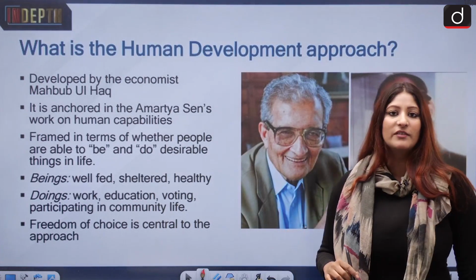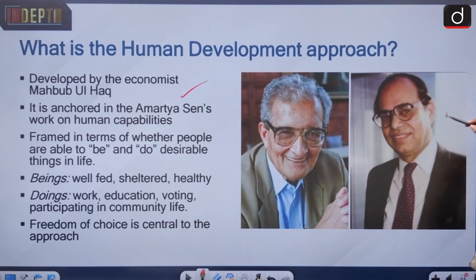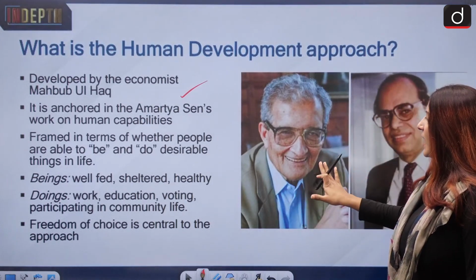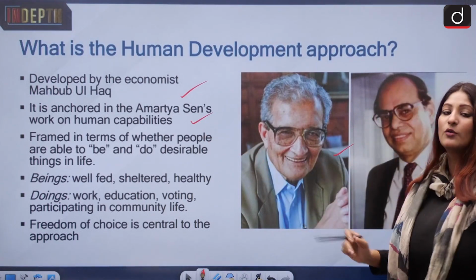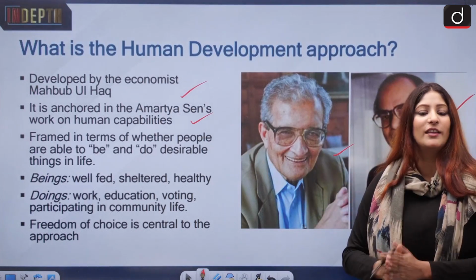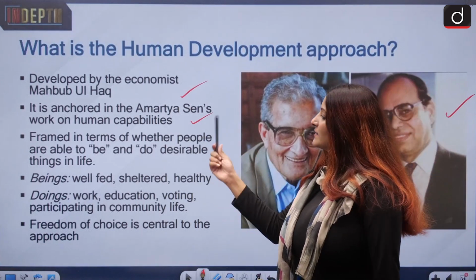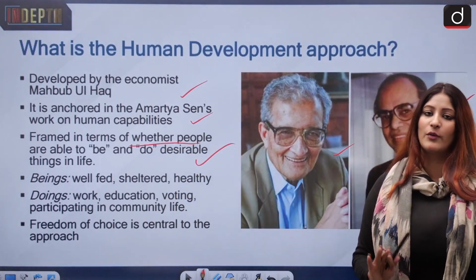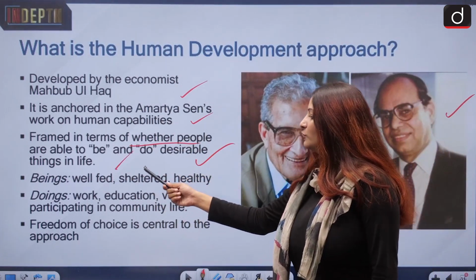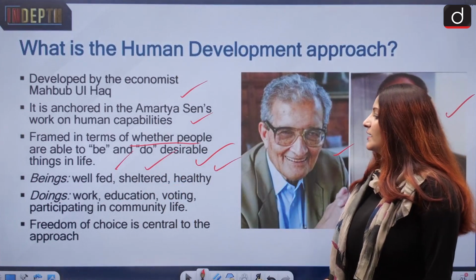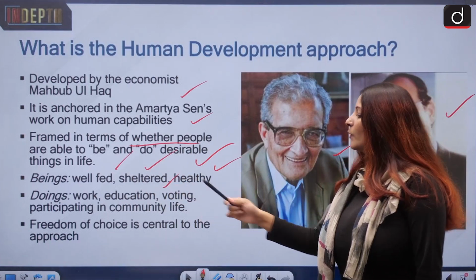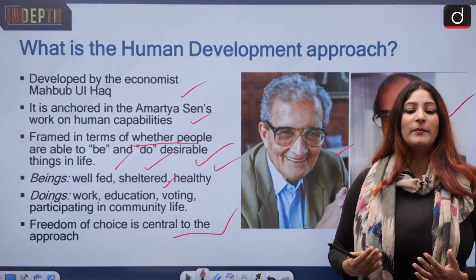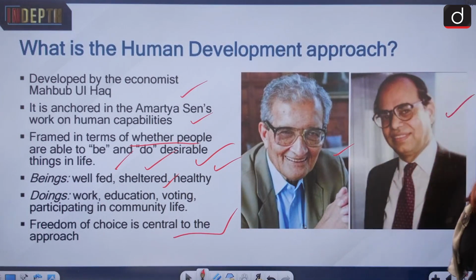Now, the human development approach was developed by the economist Mehboob ul Haq, who belongs to Pakistan, and his work is basically anchored on Amartya Sen's work on human capabilities, who is a Nobel laureate. So India and Pakistan have come together to build this index. The approach is framed in terms of whether people are able to be and do desirable things in life or not. The beings include: are they well fed, do they have shelter, and are they healthy? Doings include their work, opportunities, education, voting, participation in community life, and freedom of choice is central to the approach. When you are fully developed, only then will you be able to make certain choices. So this is the approach they have developed.